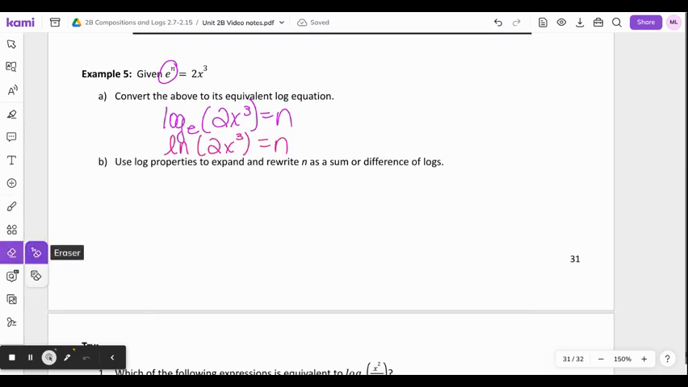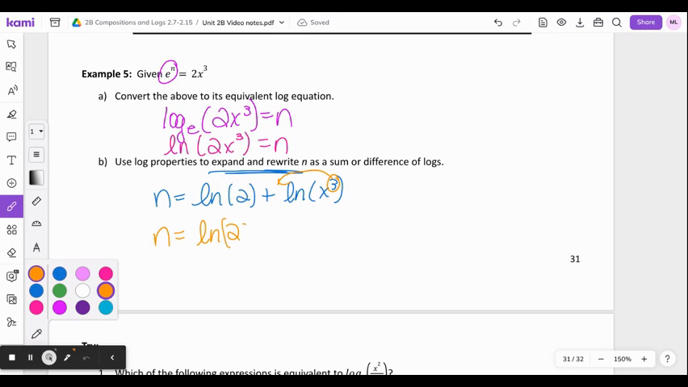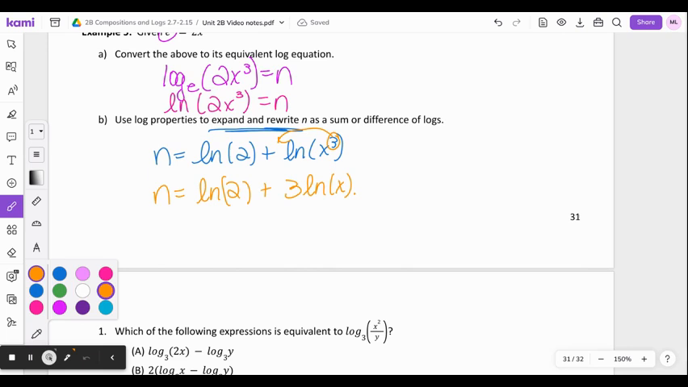And then part B, using our properties, I was getting ahead of myself there. Using our properties, expand it to write n as the sum or difference of logs. So n, if I break this up, it would be ln of 2 plus the natural log of x cubed. And then because we have that cubed in there, it's the natural log of 2 plus 3 natural log of x. So those same properties hold true no matter what the base of your log is. If it's just log, log base e, log base any other number.